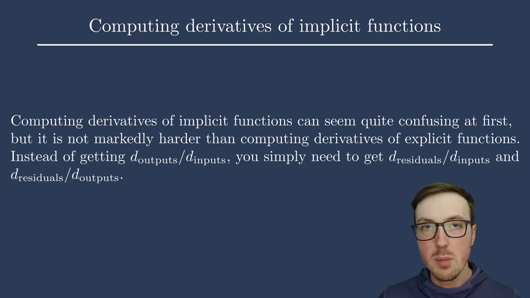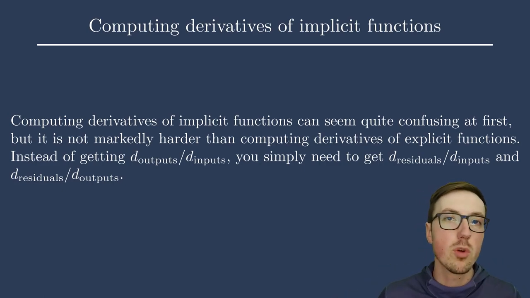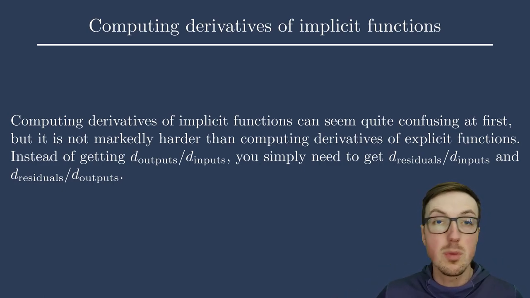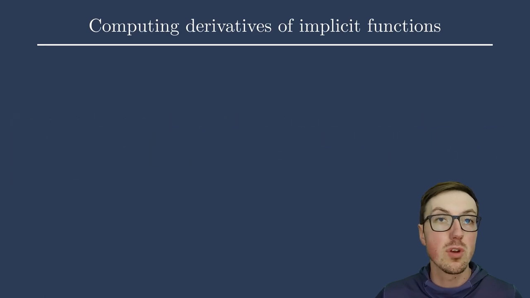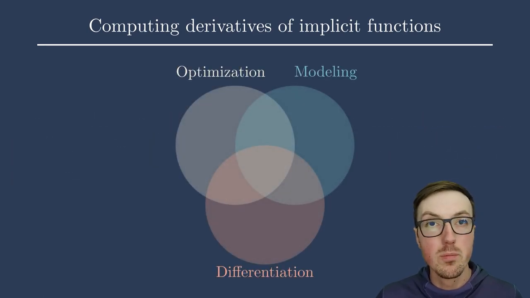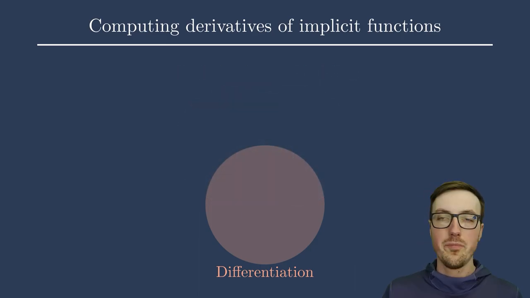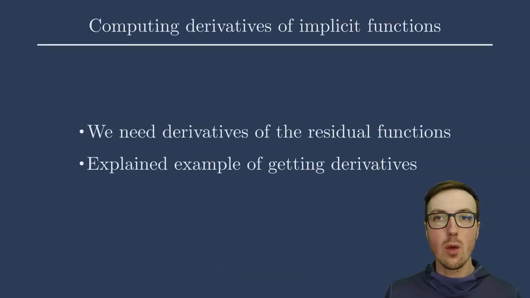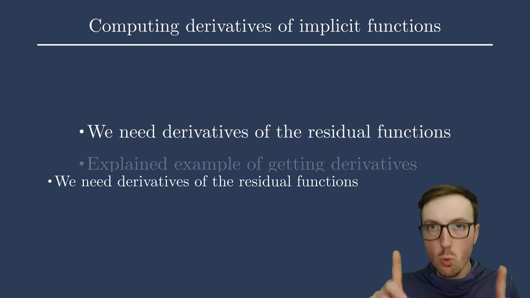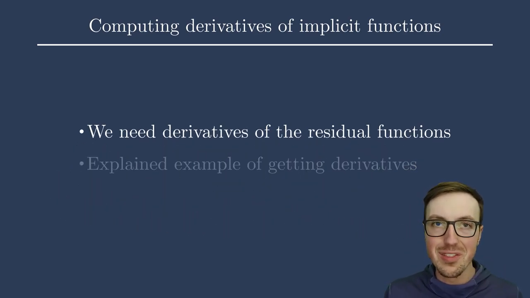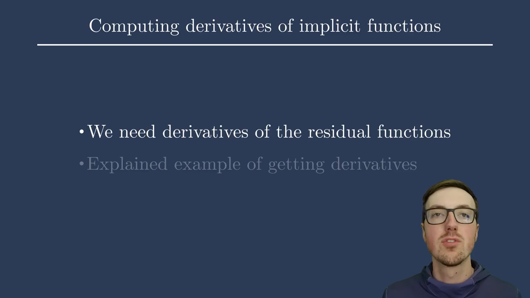This lesson is maybe 50% OpenMDAO focused, but also generally applicable to anybody who's using implicit functions of some sort, even outside of OpenMDAO. Now, this has to do with the differentiation subcategory in this course. So if there's just one idea from this lesson that makes it in there, it's that we need derivatives of the residual functions. Let's get into the details of getting the residual function derivatives and what that means.